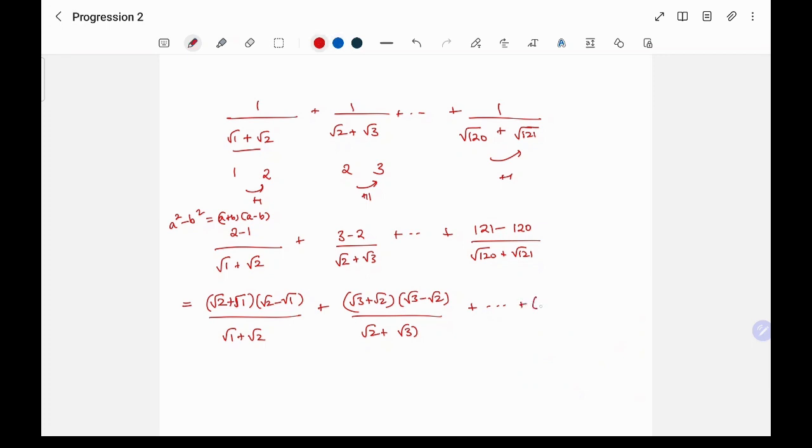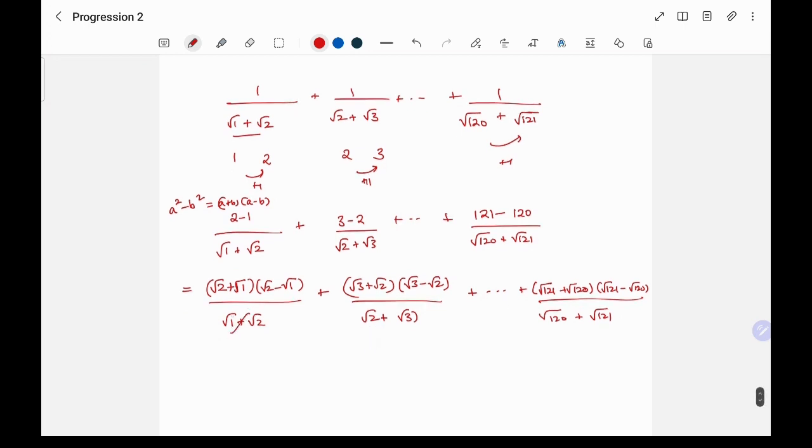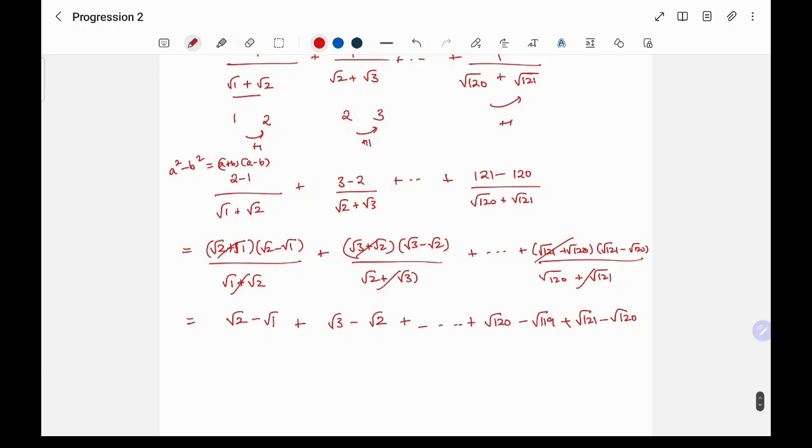So finally we have root 121 plus root 120 into root 121 minus root 120 divided by root 120 plus root 121. Now you can cancel these terms because they are the same. So what will you be left with? Root 2 minus root 1 plus root 3 minus root 2, and you will have other terms. And if you take the last few terms, you will be left with root 120 minus root 119 plus root 121 minus root 120. So if you see, all these terms cancel.